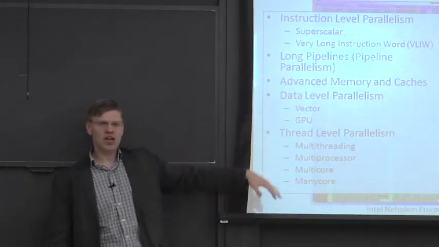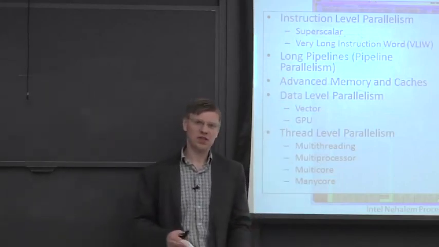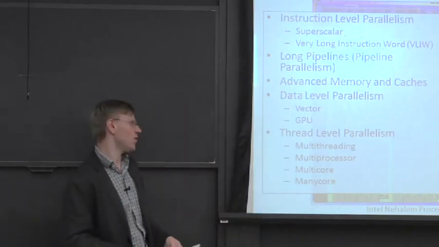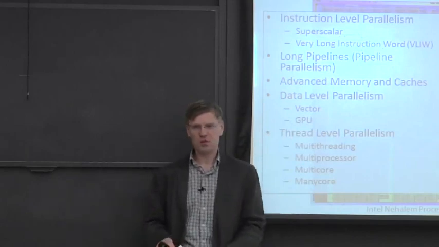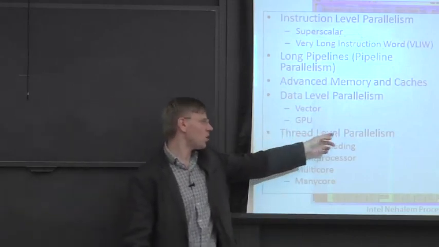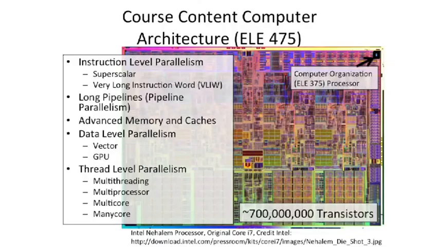Then, as the term goes on, we're going to be talking about data level parallelism. This is more explicit levels of parallelism. These are things like vector computers and graphics processor units or general purpose graphics processor units, GPGPUs. And at the end of the course, we're going to talk about explicit threaded parallelism and multi-threading. How do you build multiprocessor systems? This is multiple chip multiprocessor systems, multi-core and many-core systems, and how do you interconnect all these different processors?